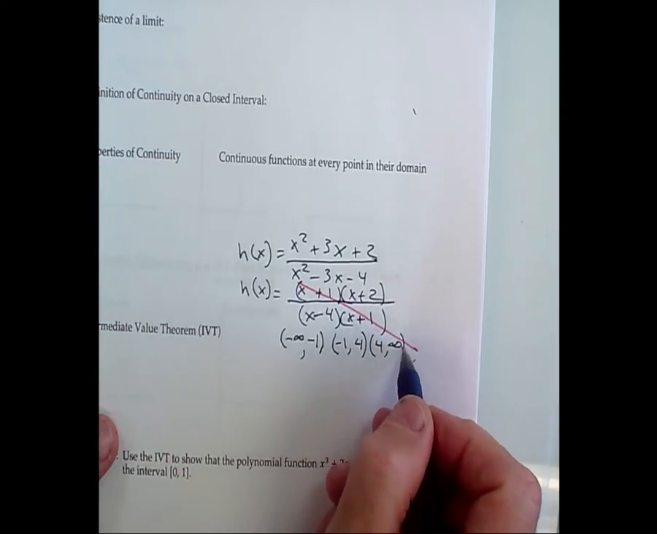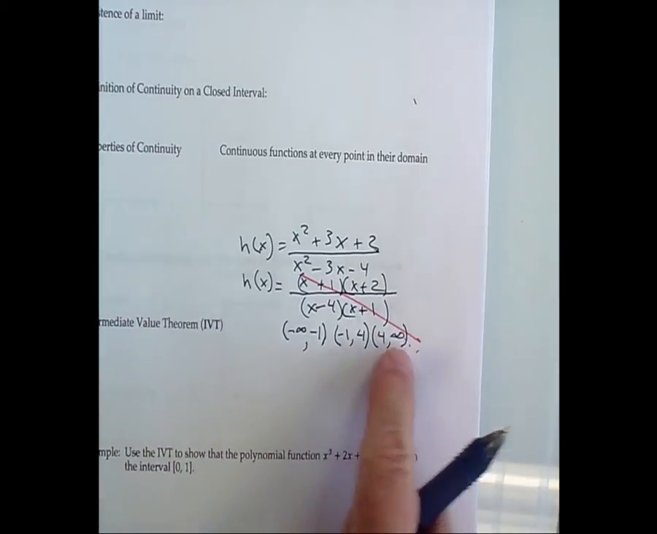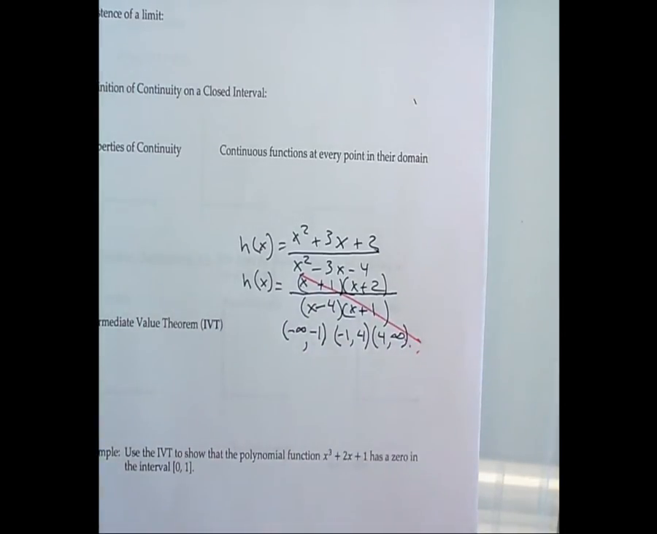Positive infinity. Now, you guys maybe last year saw that, hey, I got to put a union symbol in there. You don't have to do that for me. You might see that on a multiple choice on an AP exam. Just make sure you look for the correct intervals. Are we okay with that?